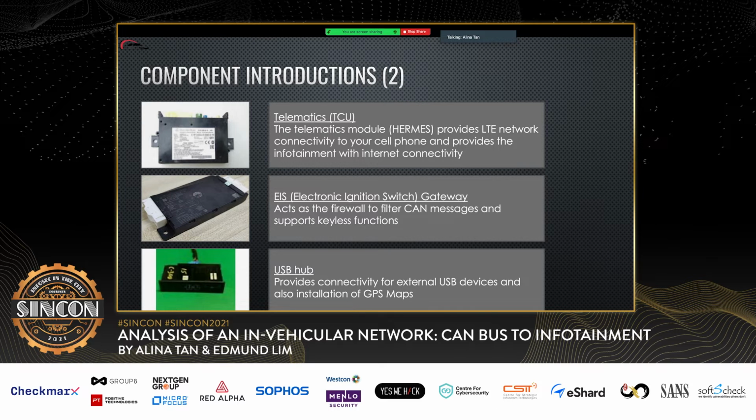And last but not least, we have the USB hub over here. The USB hub provides connectivity for external USB devices, and it also provides the installation of GPS maps. What we found out for this vehicle is that when we powered the vehicle on directly, it prompted us for GPS maps. One thing we found out is that for this particular vehicle make and model, it's a subscription service for you to purchase the GPS maps when you go to the dealer. Because this was a surprise for us, we purchased this USB hub, and we purchased a separate SD card for us to install the maps. But I think the USB hub is also an interesting attack vector for us to conduct some research on.